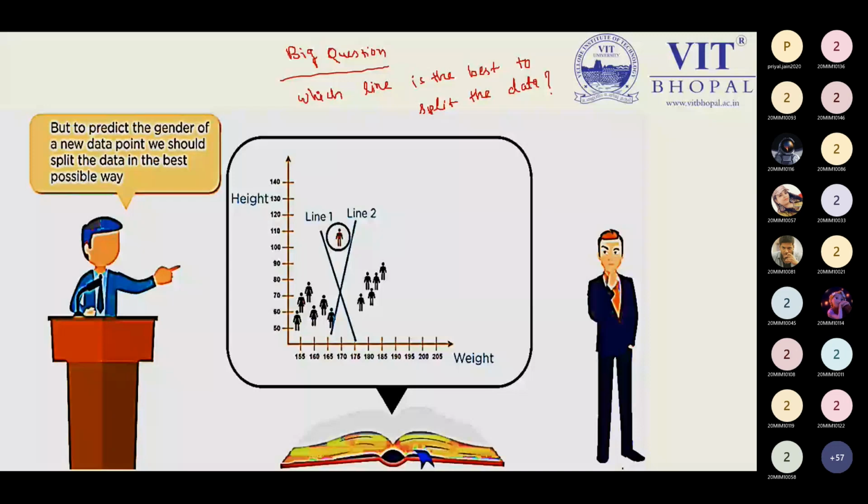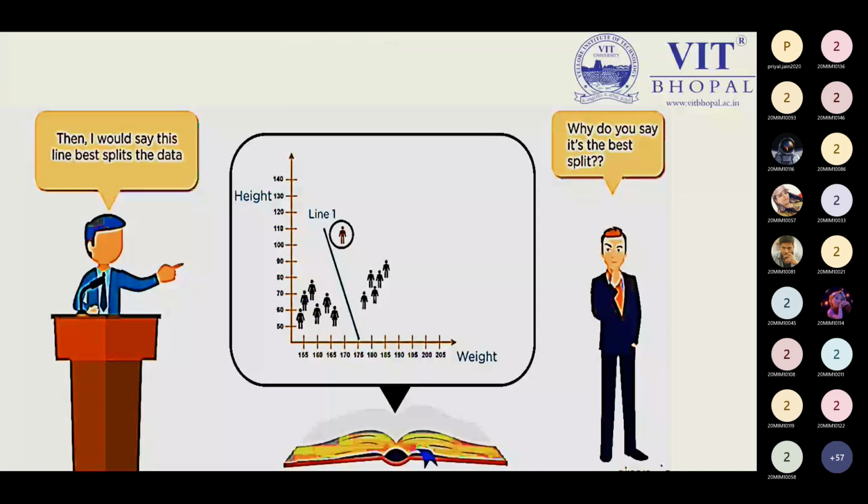Why is this line best if I choose line 1? If I choose line 2, why is it not best? That is the only reason. Just move to the next slide. Then I would say this line best fits the data. So why do we say this is the best fit line? That is a big question, as I told you.